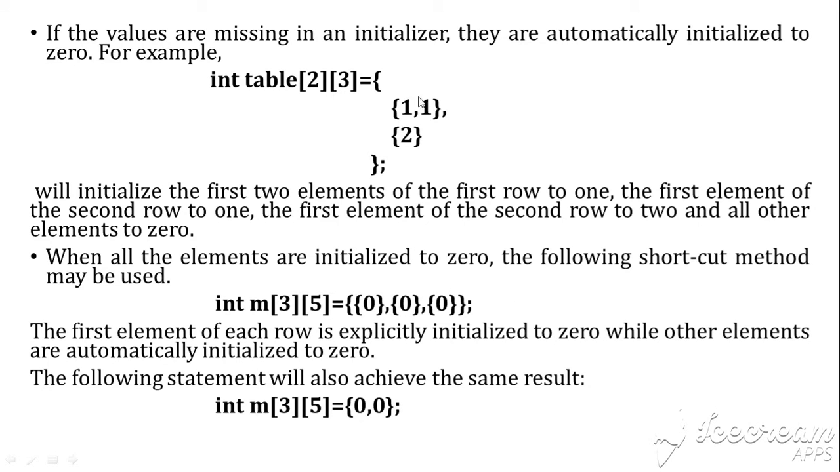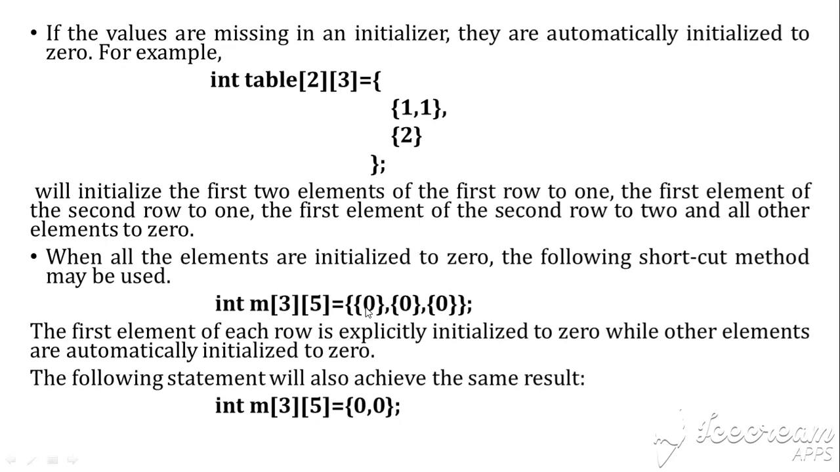Further, in this case, there are 2 rows and 3 columns. The first 2 elements of the first row would be initialized to 1. The other one would be initialized to 0. In the second row, the first element is initialized to 2, while the rest of them would be initialized to 0.